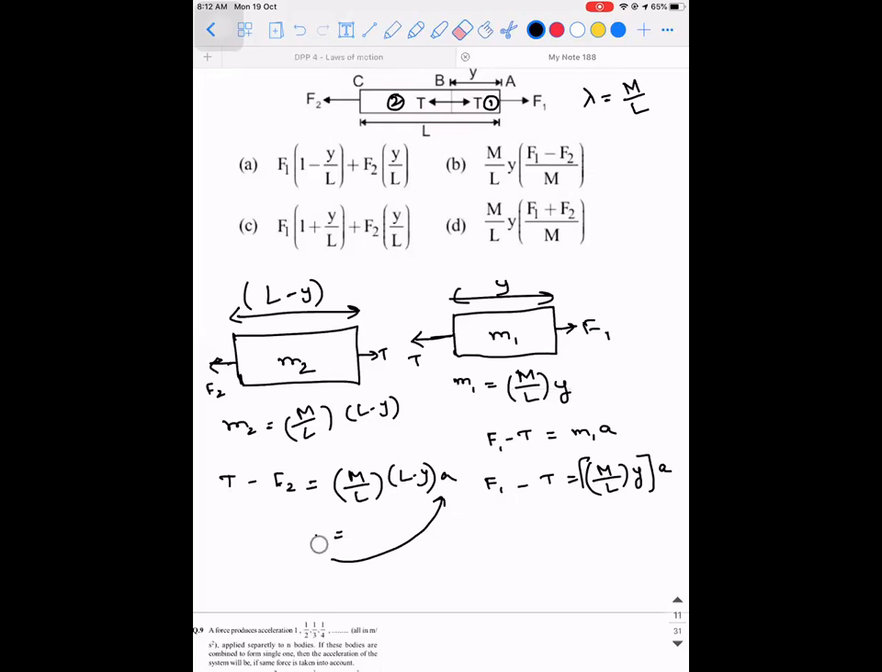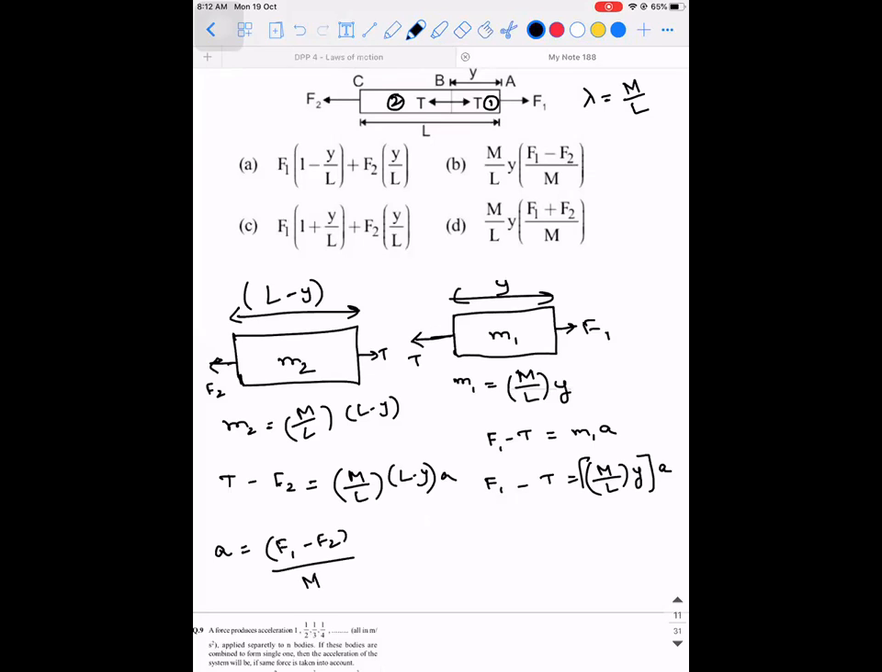So actually, again, you need not do all these equations. Can you directly tell me what is the acceleration? I've already given you the shortcut. Acceleration is net force divided by total mass. So what is the net force, guys? F1 minus F2 divided by the total mass of the system.